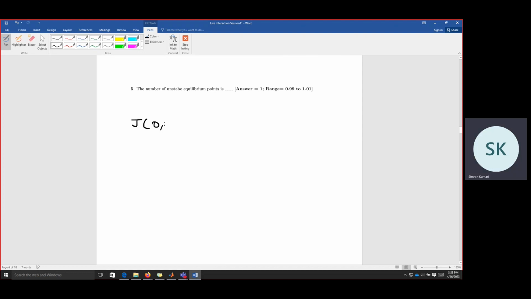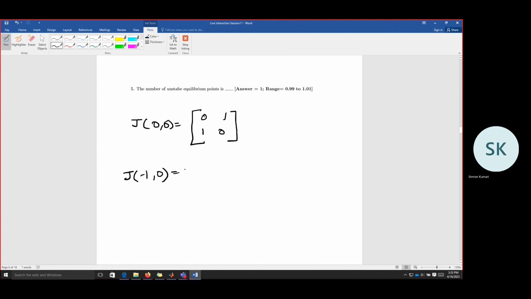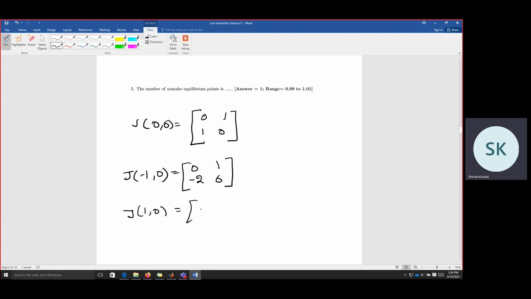So the Jacobian at 0, 0 would be 0, 1, 1, 0. And at minus 1, 0 this one would be 0, 1, minus 2, 0. And the Jacobian at 1, 0 is 0, 1, minus 2, 0. So the eigenvalues at the origin are minus 1, 1. Here the eigenvalues are plus minus j root 2, and here the eigenvalues are also plus minus j root 2.